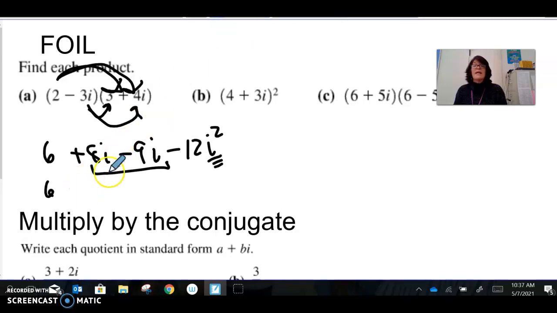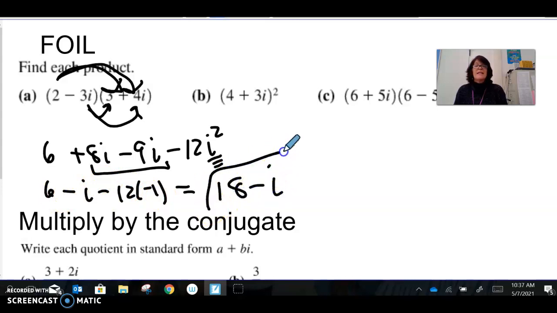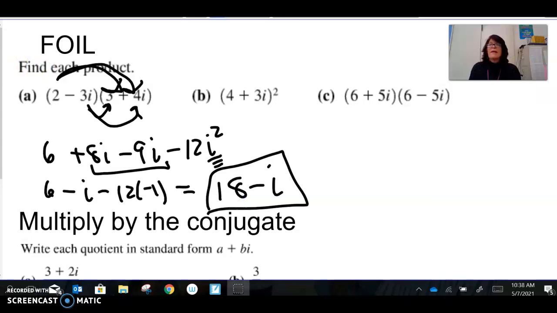8i minus 9i is negative 1i. But here I have negative 12 times negative 1. That's positive 12. I can add that to the 6 and get 18 minus i. I'm going to do the rest and show the answer. And I'm going to do that in the next video.